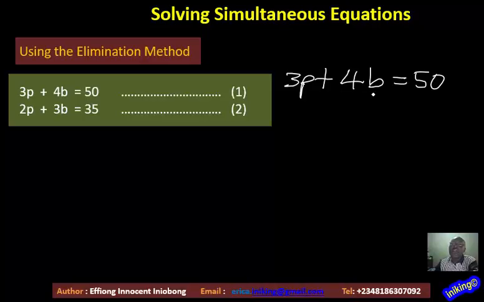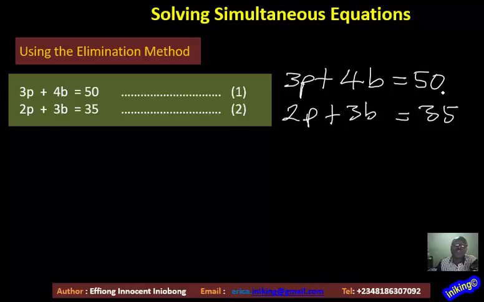And some other person says, I need 2 pens and 3 books. That would be 35 naira. But so far, you have not been told how much a pen costs and how much one notebook costs. Here we have a pair of simultaneous equations, 2 equations with 2 unknowns. By solving this pair of equations, we'll arrive at the price of 1 pen and the price of 1 exercise book. Let's start with the elimination method.